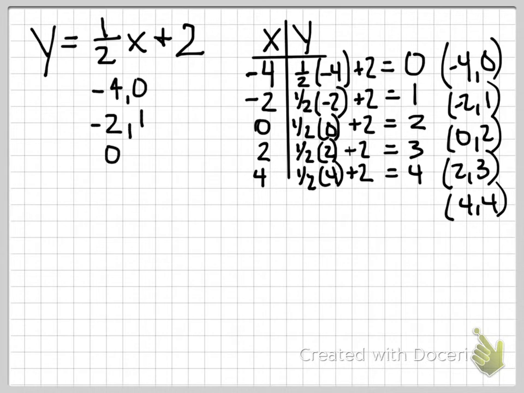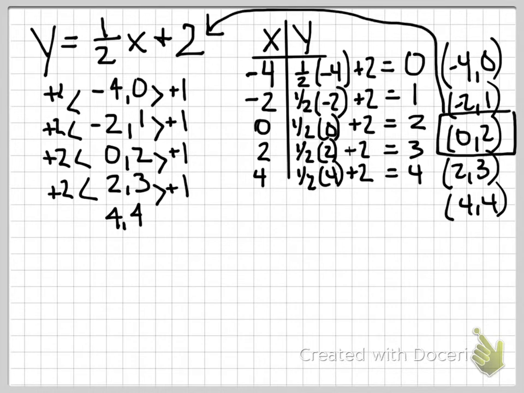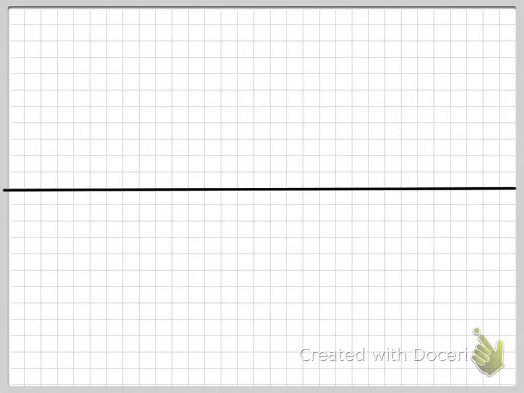So I'm going to list these again over here. And you can see the change each time in the y is plus 1, and in the x, the change every time is going up 2. So the change in y over the change in x, again, is 1 over 2. And we see that number written in front of the x. Again, we can see our y-intercept here is 0, 2. So when x is 0, that is our y-intercept, and that's where the 2 comes into the equation.